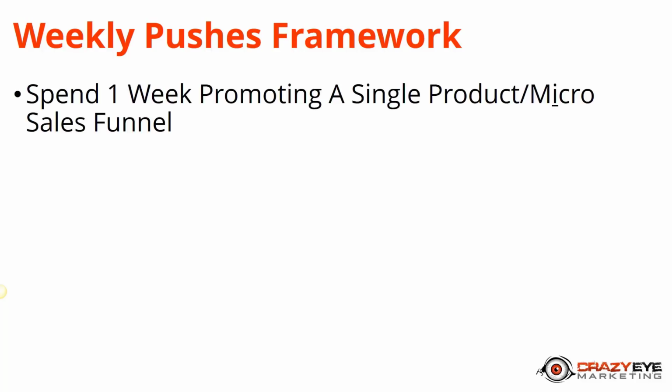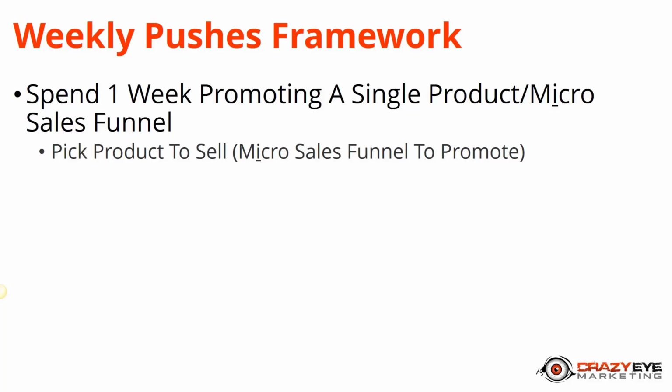And again, with this framework, you're going to spend 1 week promoting a single product or micro sales funnel. So step 1 is picking a product or micro sales funnel to promote. And then you're going to follow the pattern 3 and 2. Basically that means Monday, Tuesday, Wednesday, Friday, Saturday. So that's when you're going to present your audience with that content.